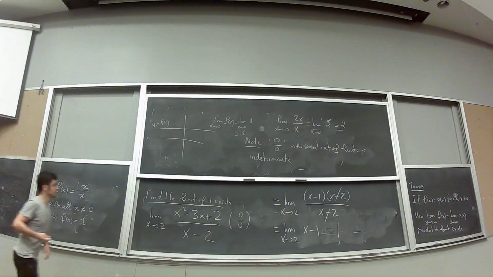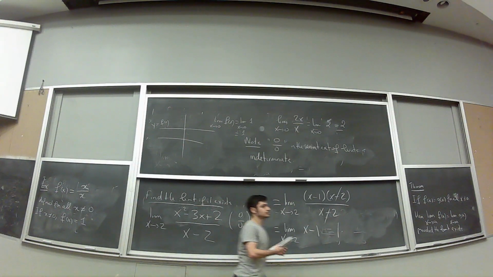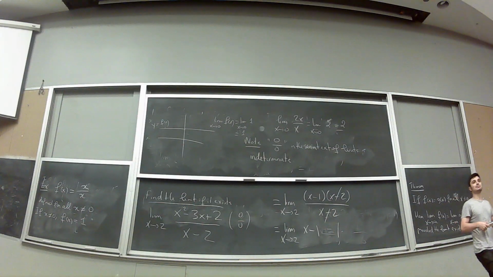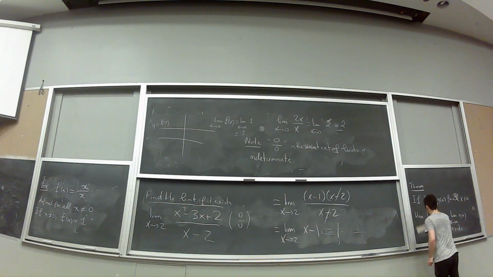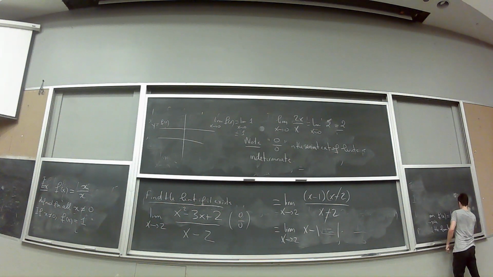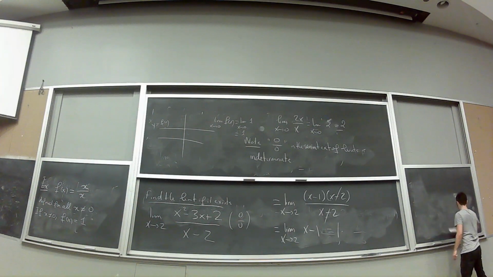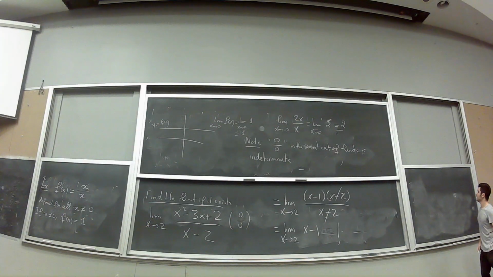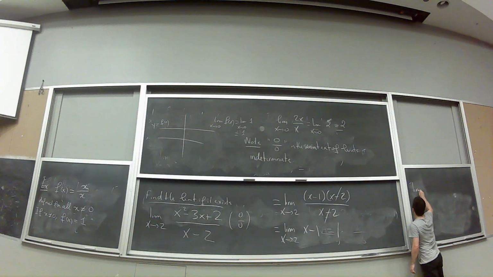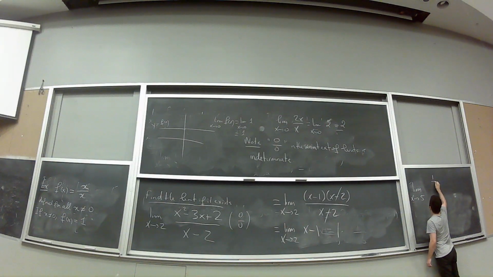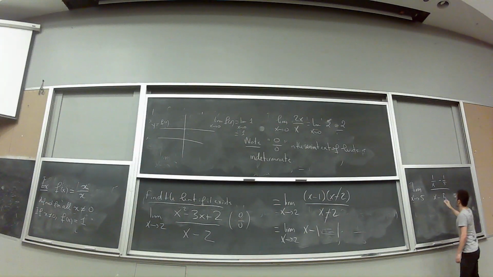Should we do one more? Let's do one more. Who volunteers for a number? Raise your hand, yeah, in the back. Yeah? 5? Okay, let's go for 5. Oops. 1 over x minus 1 over 5 over x minus 5.